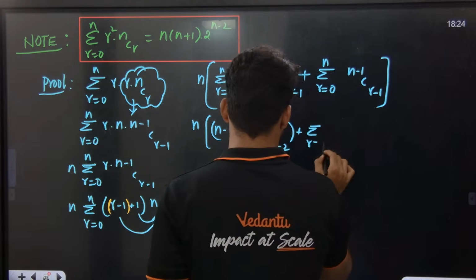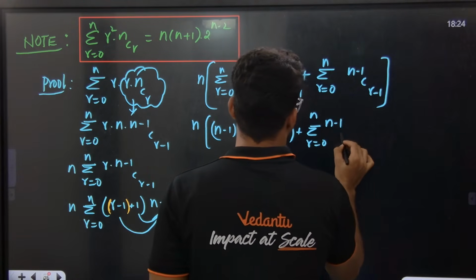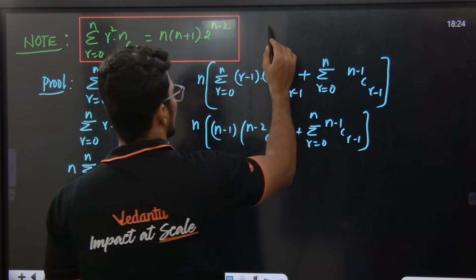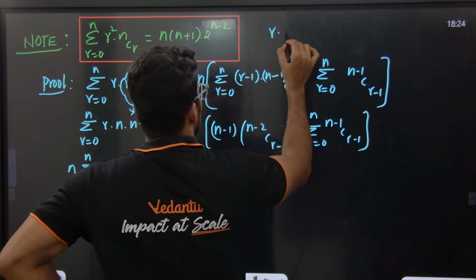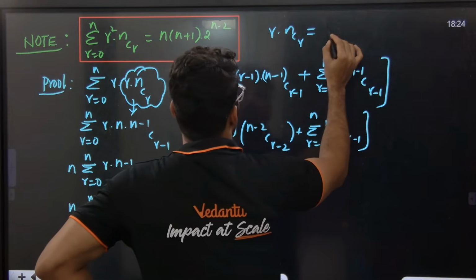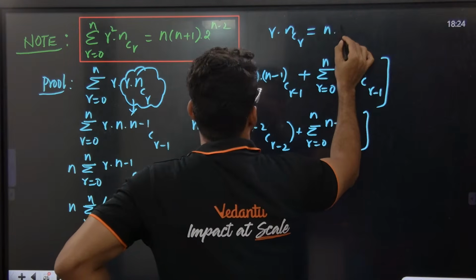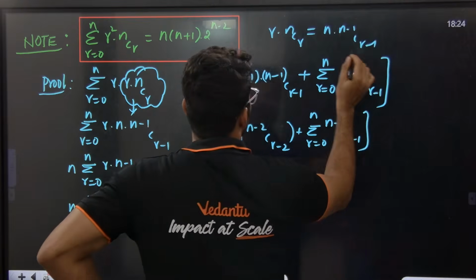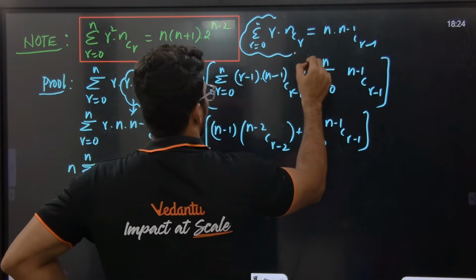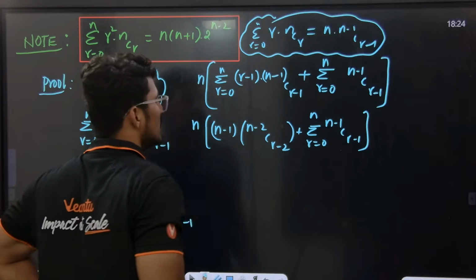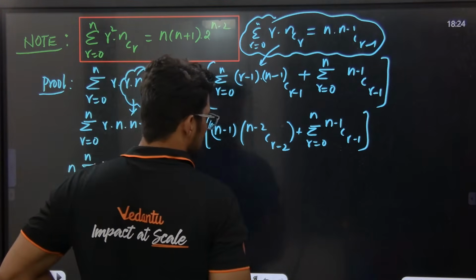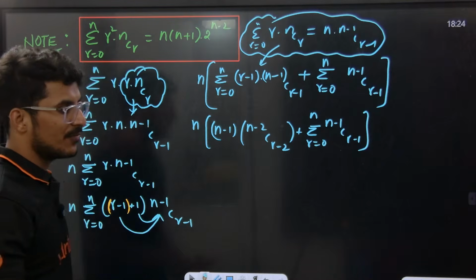Let me not disturb this. Sir, I am applying this property. Which property? r into ncr. This can be written as what? n into n minus 1 cr minus 1, sigma r is equal to 0 to n. By using the fourth property, I am writing this. Okay, that's it. So just apply the value.